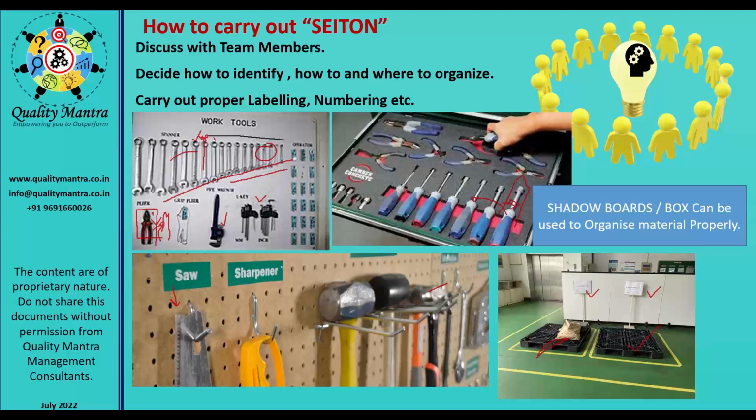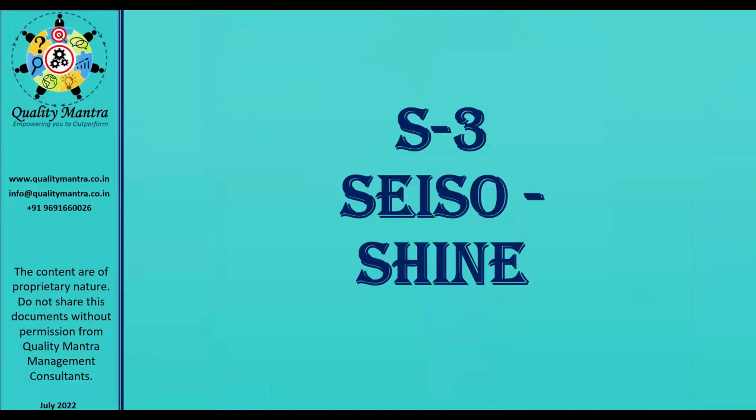So the purpose of SEITON, that is set in order, is to arrange the material, the useful, wanted material, in such a way that you can clearly see it, you can clearly take it out, and you can return it back to its original position. So that's all about the S2, that is set in order. Let's move to the S3, that is SEISO, shine, in the next topic.